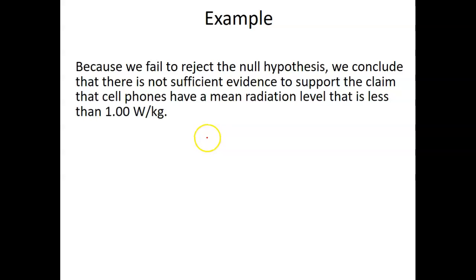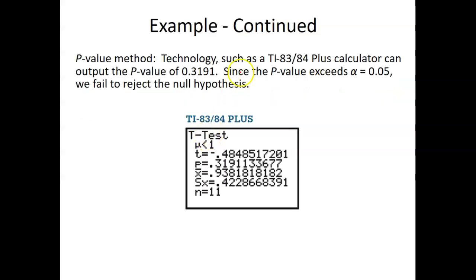Okay, so on this one, if we compare our p-value and our alpha, we can see that our p-value is actually larger than the alpha this time. So we're going to fail to reject the null hypothesis.